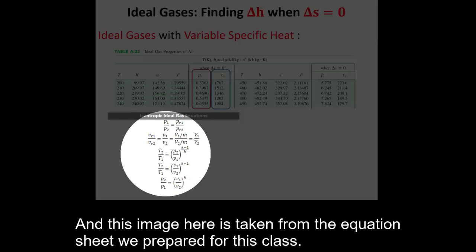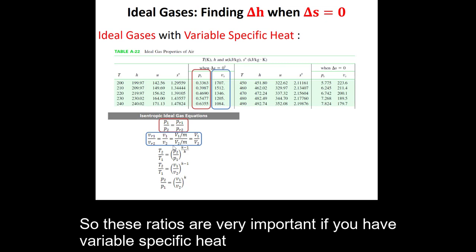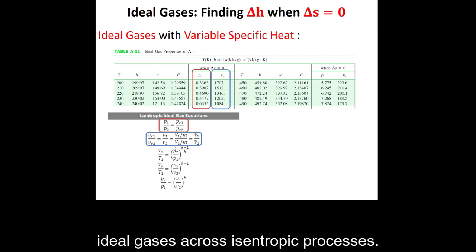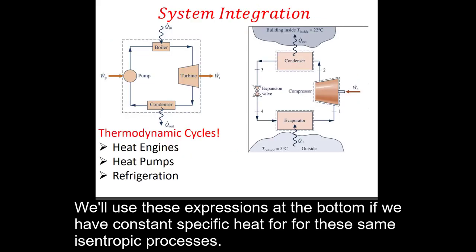And this image here is taken from the equation sheet we've prepared for this class. So these ratios are very important if you have variable specific heat, ideal gases across isentropic processes. We'll use these expressions at the bottom if we have constant specific heat for these same isentropic processes.